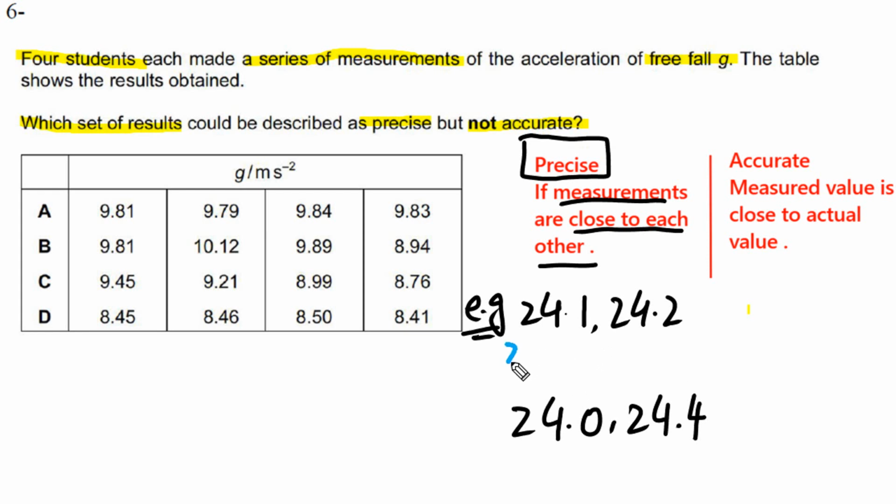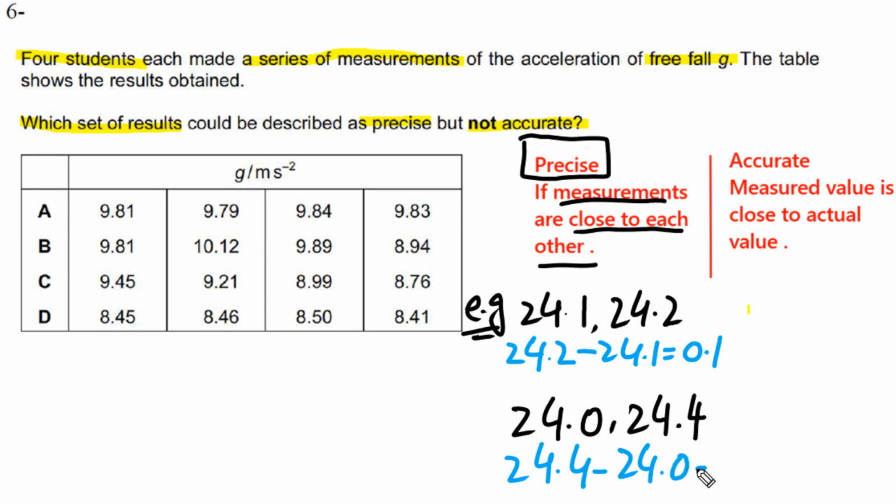One way to determine that is to find the difference between them. 24.2 minus 24.1: as you can see, the difference between these two values is equal to 0.1. And if we find the difference for the second set, 24.4 minus 24.0, the difference between them is equal to 0.4. So from here we can conclude that this first set is more precise. This is exactly what precision is. Based on this, we will determine which option is more precise.